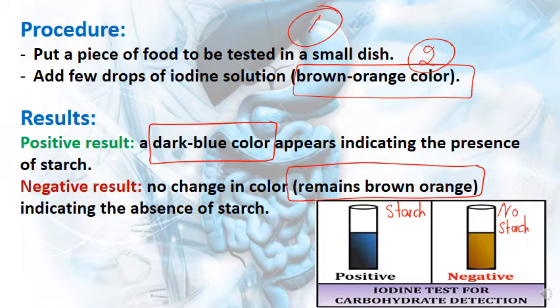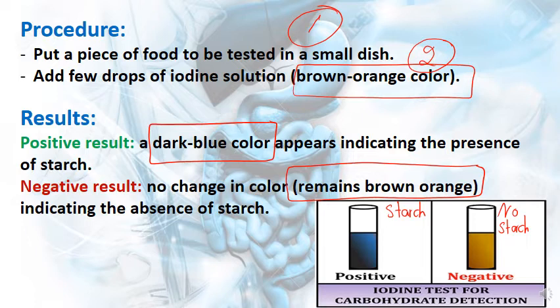Here there is no starch since it has a brown orange color. So how can we analyze this? After adding iodine solution to the food, if the color gives us a dark blue color, this indicates that the food contains starch. For the negative, after adding iodine solution to the food, there is no dark blue color and the color remains brown to orange.